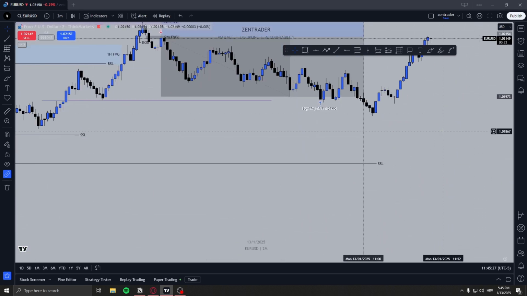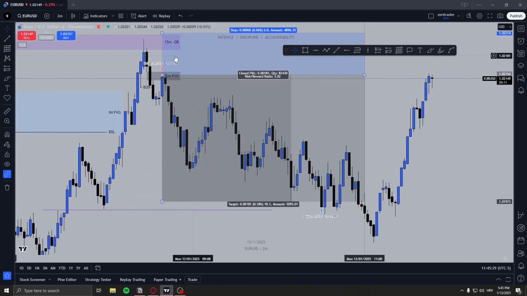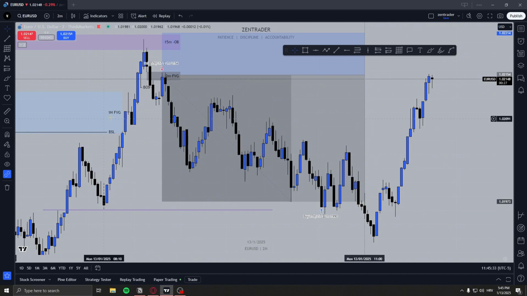Then we have the sweep of liquidity, we have the key PD array, we have the target. Time is right, as you can see, we are inside of our time zone. And we have a break of structure with energy and a fair value gap for entry. So basically, all the rules have been met, meaning that this is an A plus trade, which is the reason why I executed it.